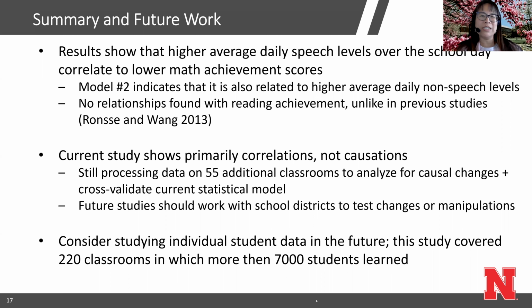We do have additional data on 55 classrooms, some of which we did make changes to look for causation. And we're still working on that and planning to use others of that sample to cross-validate the current statistical model. We do encourage that future studies should work with school districts, although it can be difficult, to test such changes so that we can get at causation and not just correlations. We'd also suggest that individual student data be analyzed in the future. In this study, we only did classroom aggregated data.